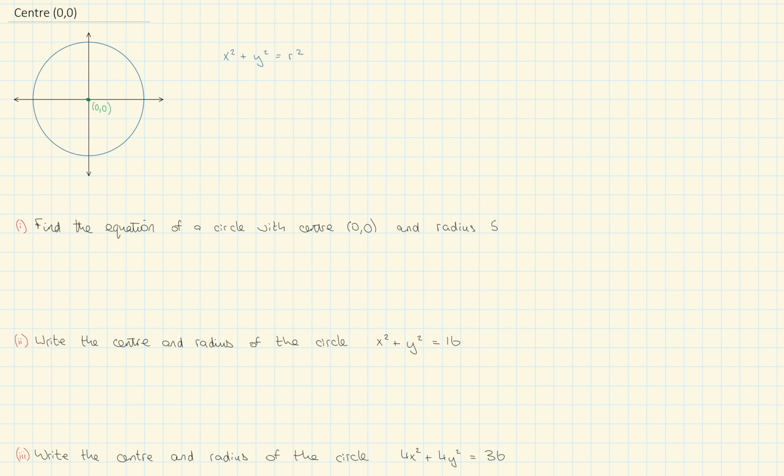So if we look here at part 1, we're asked to find the equation of a circle with center 0, 0 and radius 5. So we're going to use that formula, x squared plus y squared equals r squared. Center 0, 0 tells me that I can use this formula. r is equal to 5, so we get x squared plus y squared is equal to, put your 5 in brackets, squared. And we always multiply out the radius, so we get x squared plus y squared equals 25.